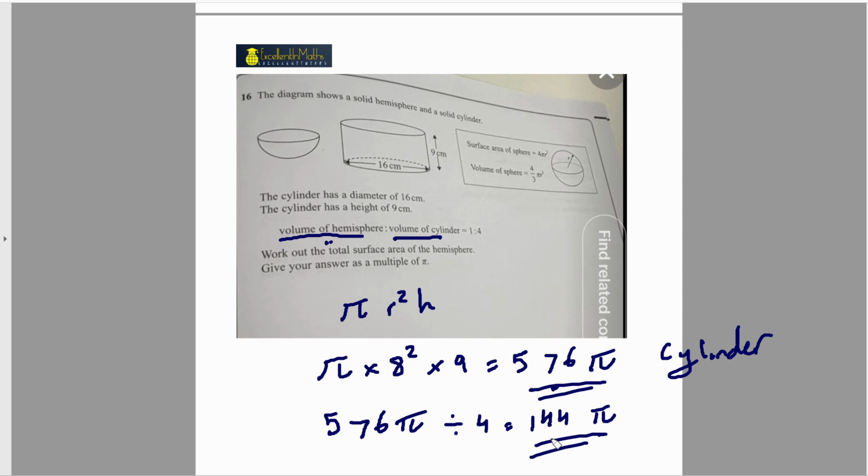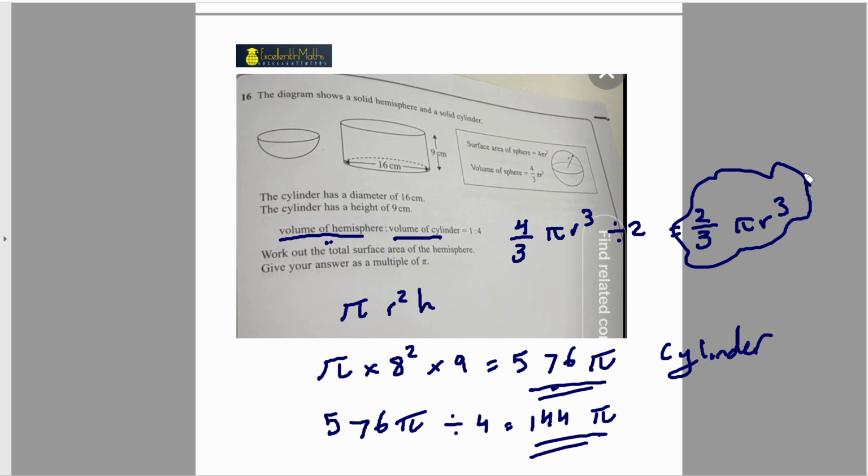So I need to make that equal to the formula for the volume of the hemisphere. The volume of the sphere is 4/3 pi r cubed, but you need to divide by 2 to get the volume of the hemisphere, which makes it 2/3 pi r cubed. So that's the formula for the volume of the hemisphere.